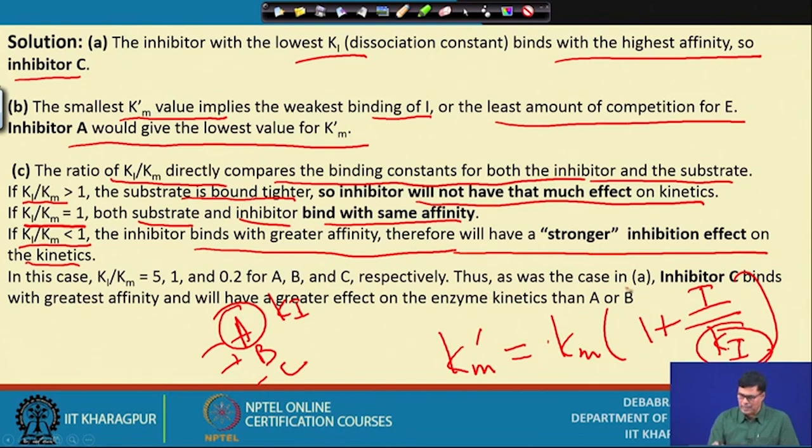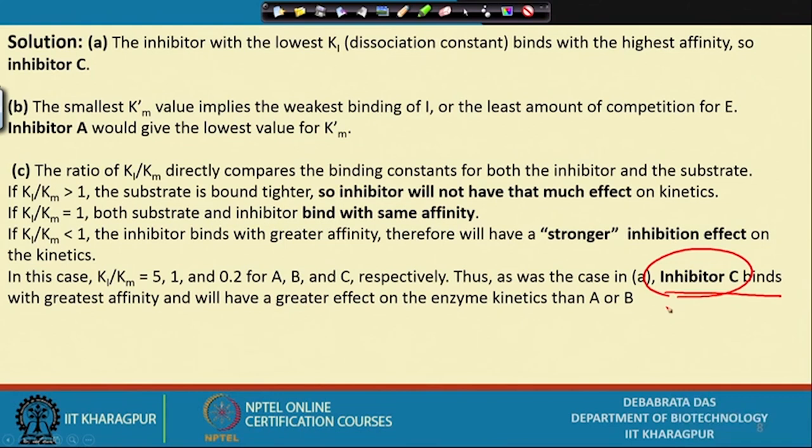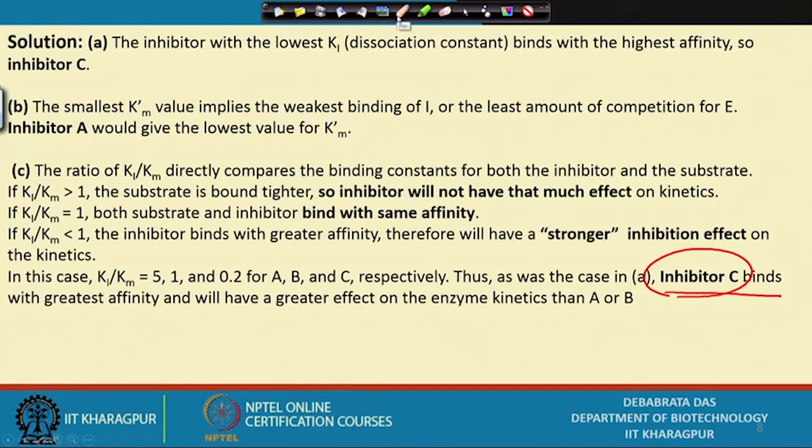Thus, as was the case with inhibitor C, it binds with the greater affinity and will have the greater effect on the kinetics than A and B. So this is clear, that inhibitor C had the greater affinity and will have the greater effect on the enzymatic kinetics. I hope this problem gives you an idea of how the inhibitor takes part in the enzymatic reaction and affects the enzyme inhibitor interaction and enzyme substrate interaction. Now, the next problem.